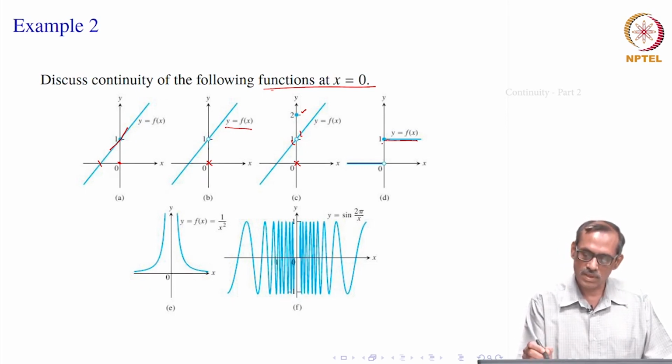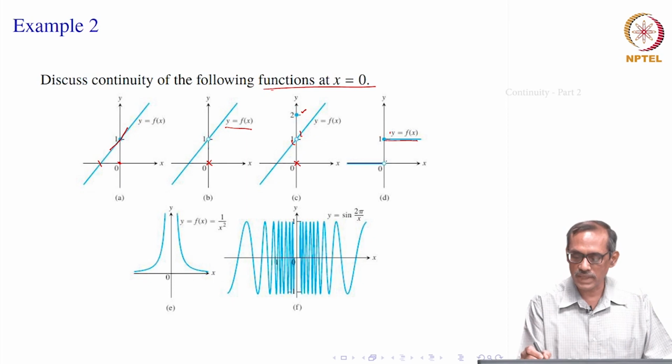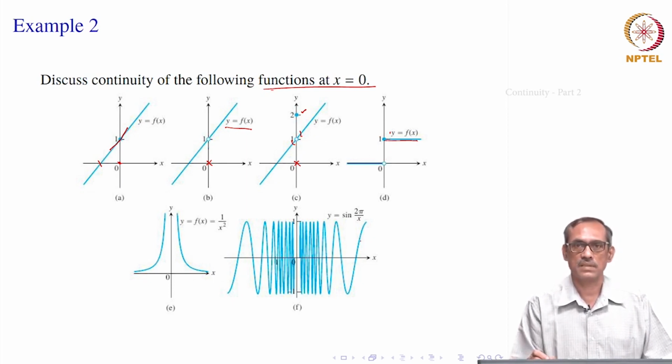Functional value at 0 is 1. So, right side limit is equal to the function value, but left side limit is not equal to the function value. And we see that the limit of f(x) as x goes to 0 does not exist, because left side and right side limits are different. Therefore, the function is discontinuous at x equal to 0.